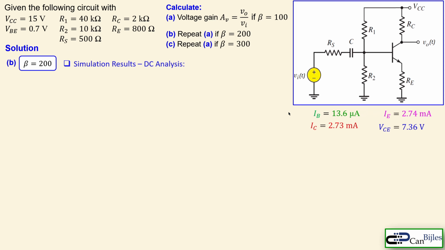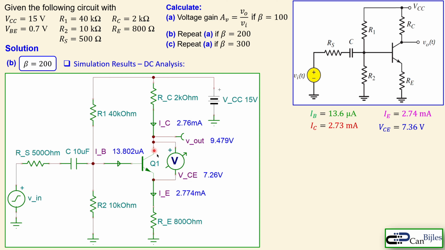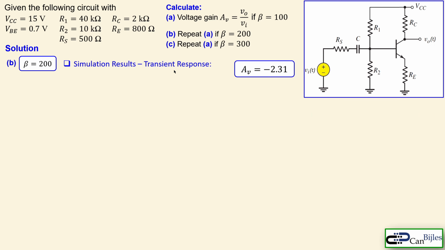Now, moving on, looking at the DC analysis simulation result. This is the circuit again. Now the beta is 200 for this BJT. We have now this calculated, and looking at the simulation result, we see that this is indeed confirmed and close to what we have calculated. Now moving on to the simulation result for a transient response.